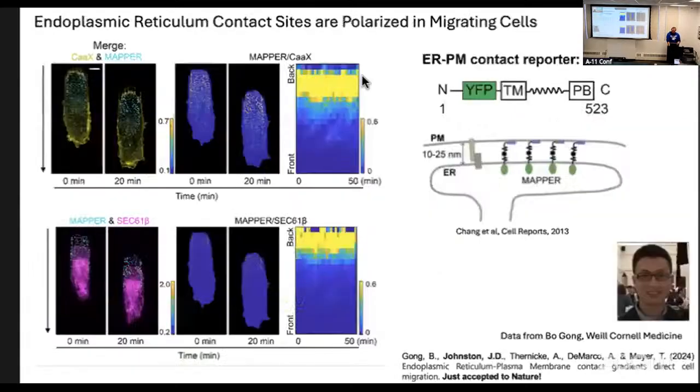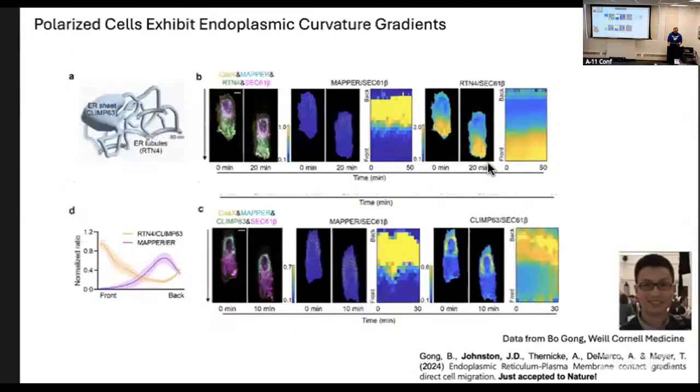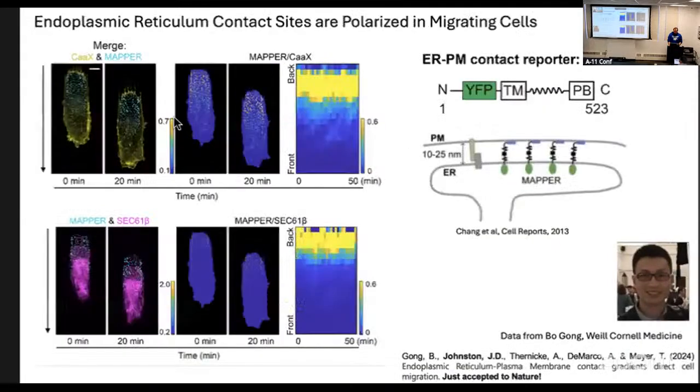So I have this collaborator who has a construct that resides in the ER. When it's within a contact site, it'll fluoresce and form what's called a puncta. They put some cells on slides and looked at the migration. Where this fluoresces is where most of the contact sites are. This is the back of the cell, so they're seeing more of these puncta at the back relative to the front.